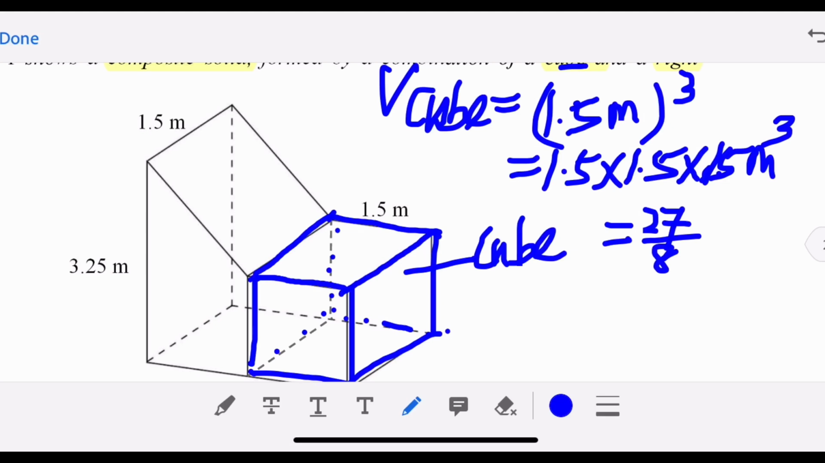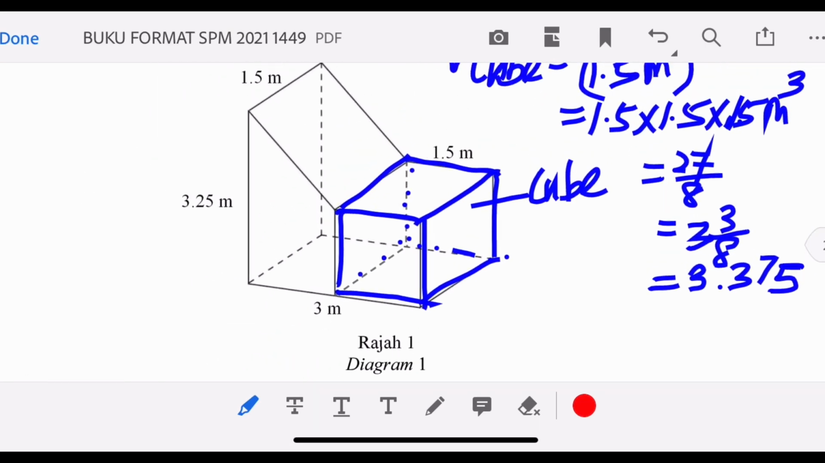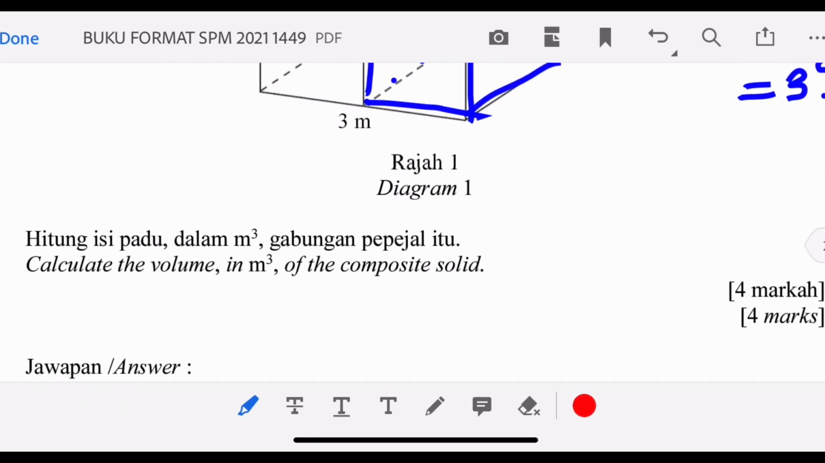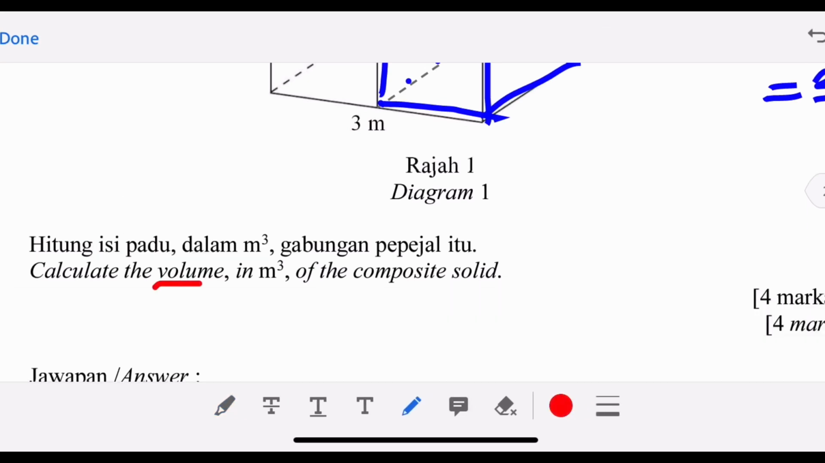So 1.5 times 1.5 times 1.5, you will get the answer in fraction or decimal, up to you, but the preferable answer is in fraction. The best answer should be a mixed fraction, 3 and 3/8, or maybe you would like to give the answer in decimal. It's okay, but make sure you round it off to at least 4 significant figures. So it's 3.375 cubic meter, but that is only for the cube.